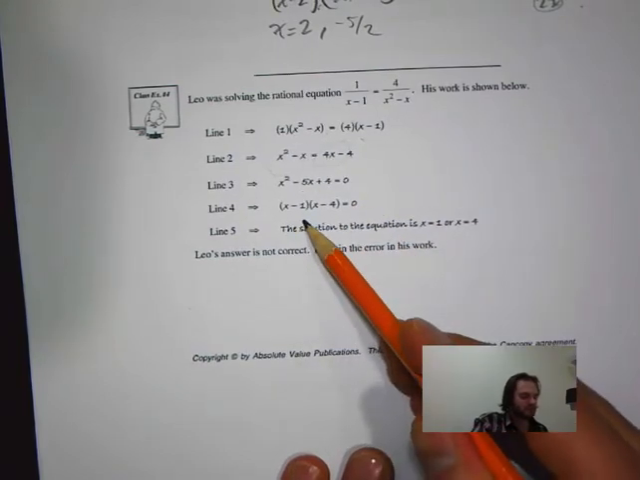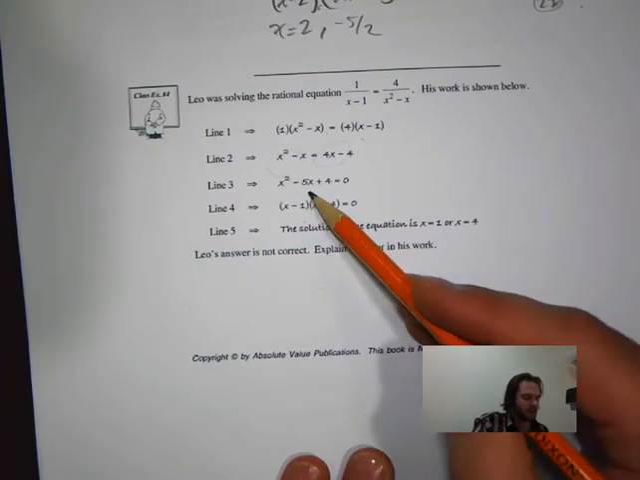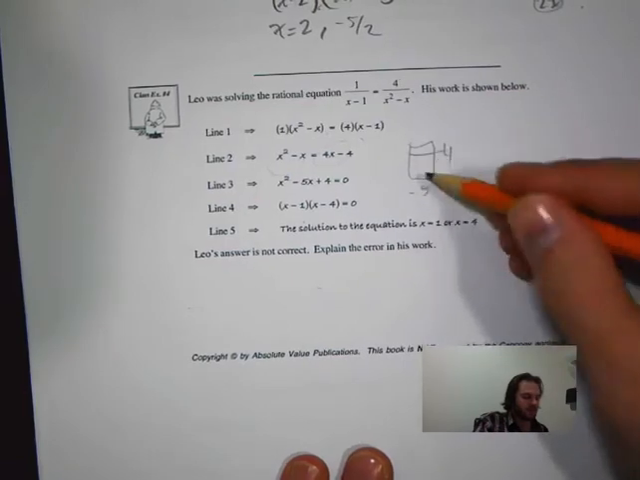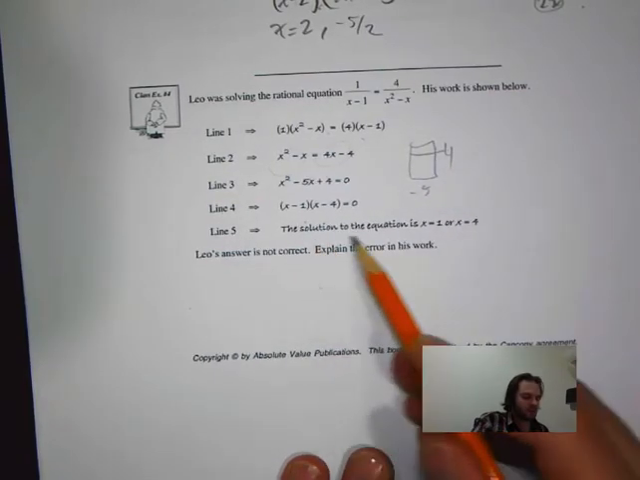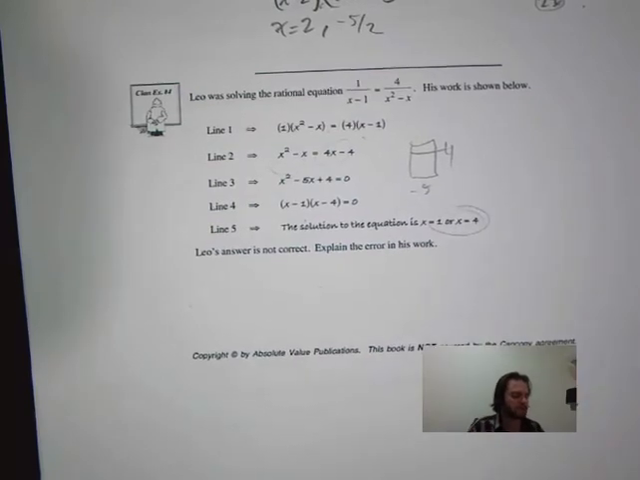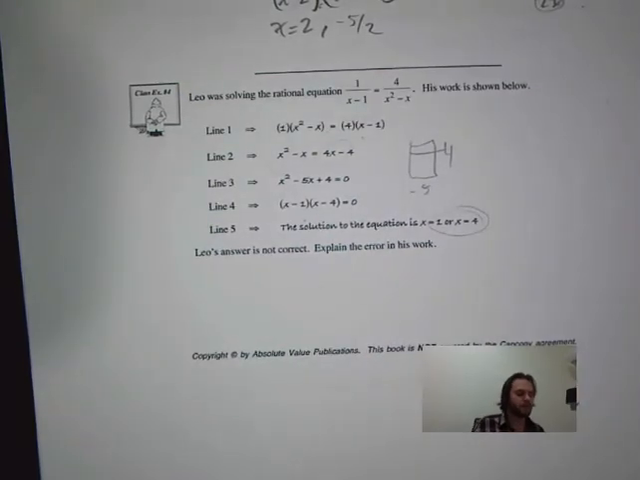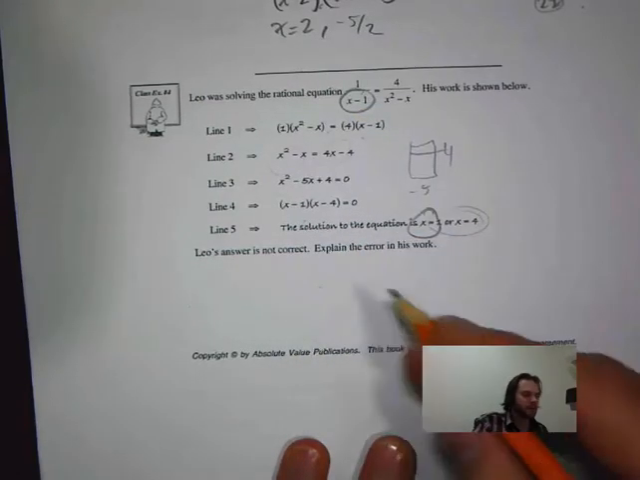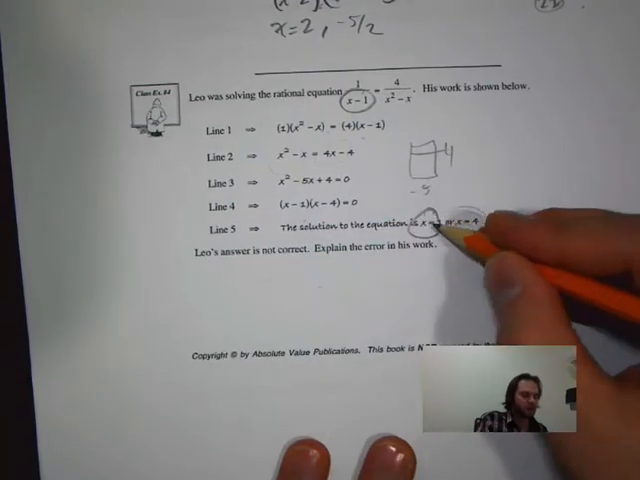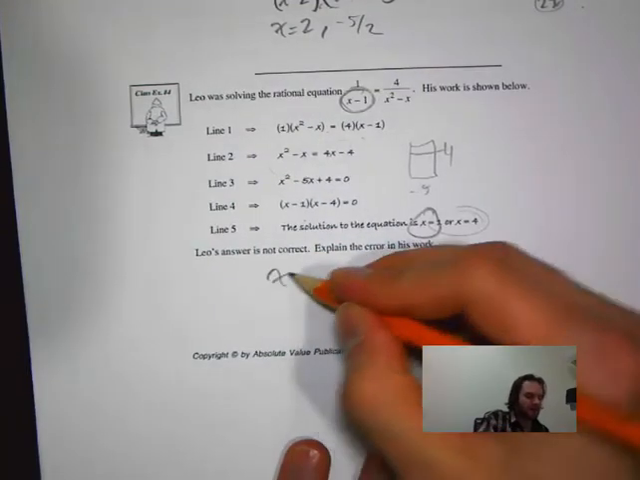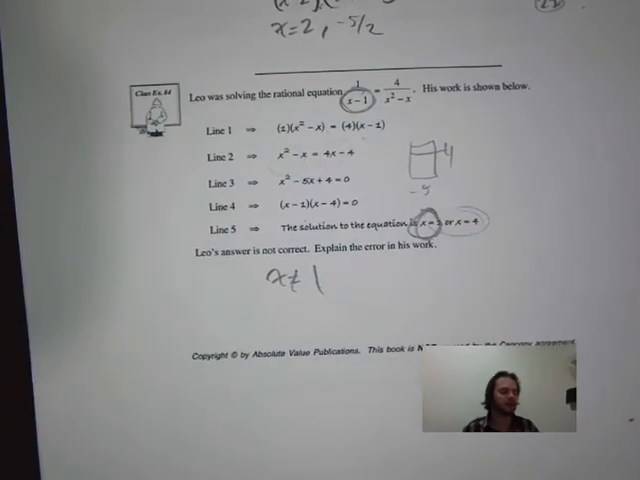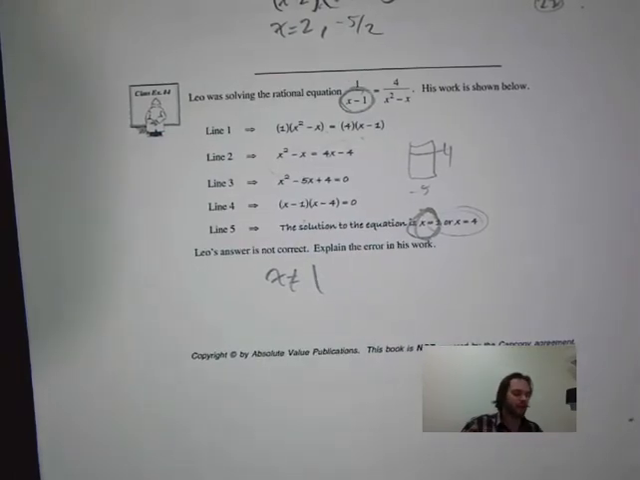Line 4, he factored it. Let's do the quick box method. 4, negative 5, yep, negative 4 and 1. Solution is 1 and 4. Now, where is his answer wrong? I would say it's here, because the non-permissible value is right there. X cannot equal 1. Therefore, when he solved and got x equals 1 as one of his answers, that cannot happen because of the non-permissible values. And that's it.